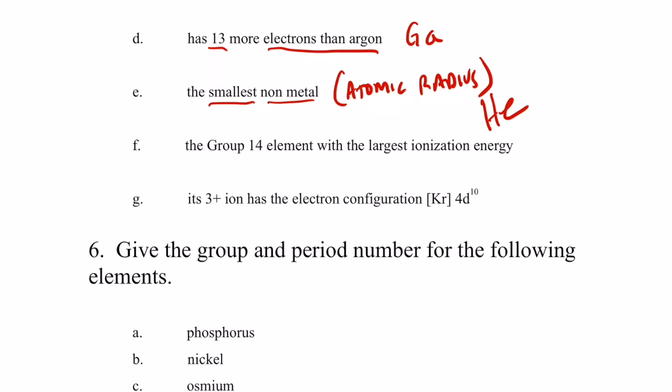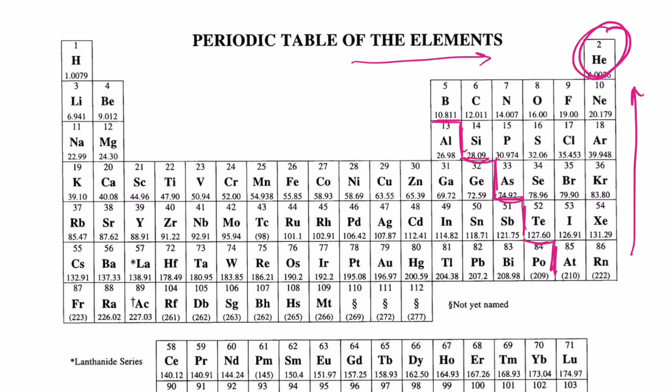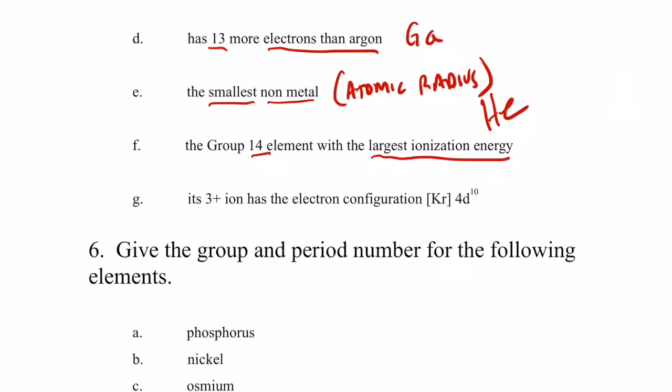And letter F, the group 14 element with the highest or largest ionization energy. So group 14, that's the carbon family, and I want the highest ionization energy, so that would be the smallest member of group 14, because the electrons are closest to the nucleus, and that would be carbon.